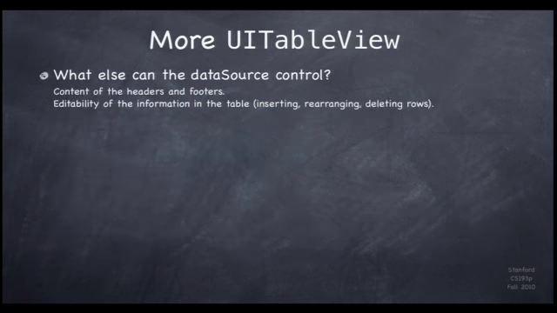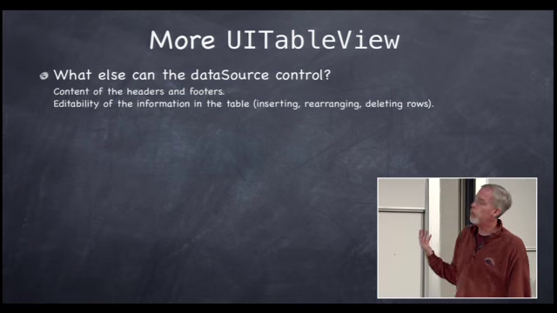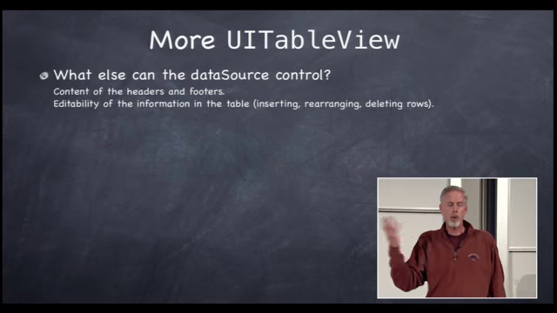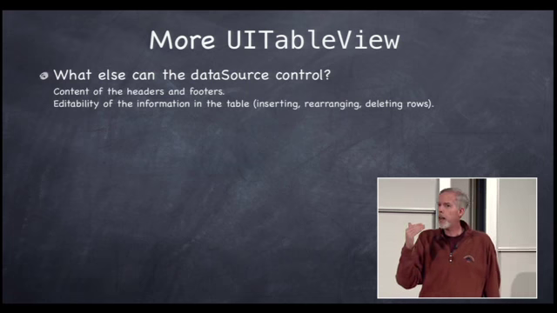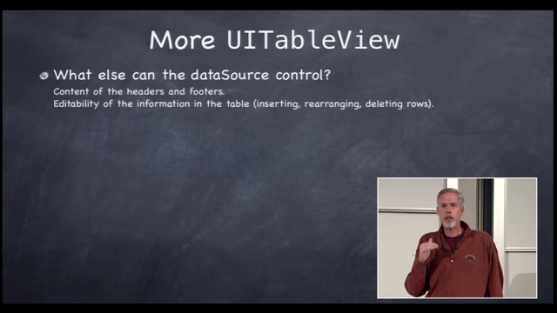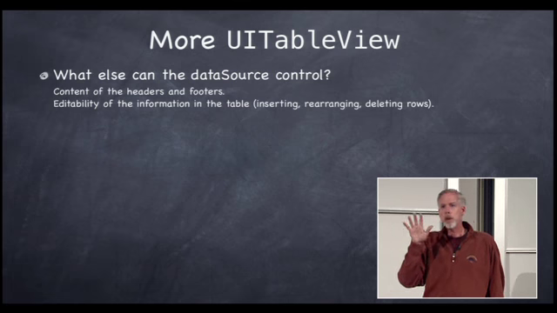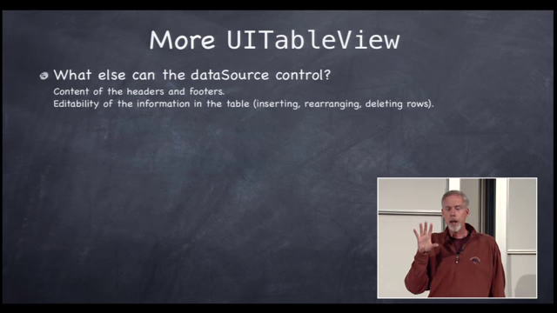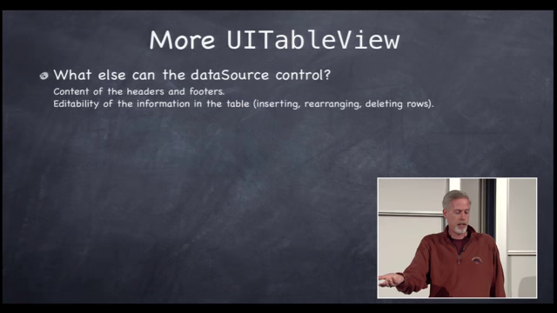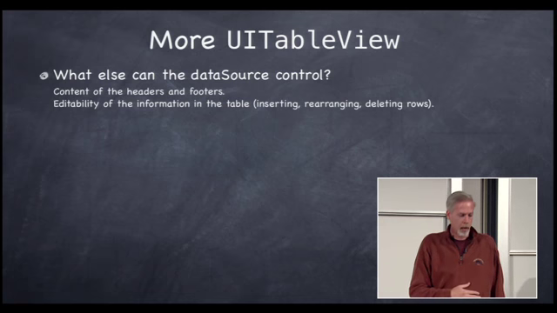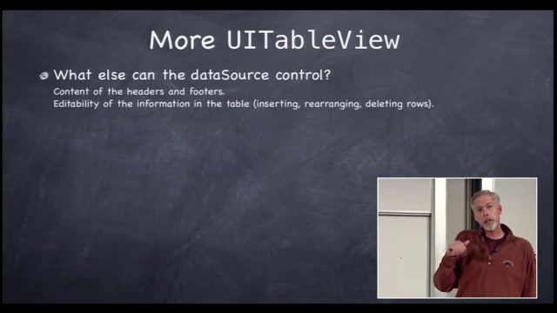All right, so what else can this data source control besides what we've talked about, sections, rows, loading up the cell? It controls the content, the data, in the headers and footers. It doesn't control the view of them, right, how they're displayed. That's the delegate. This is the data source only, but it can provide a string that is the content of headers and footers. It also can control the editability of the table.